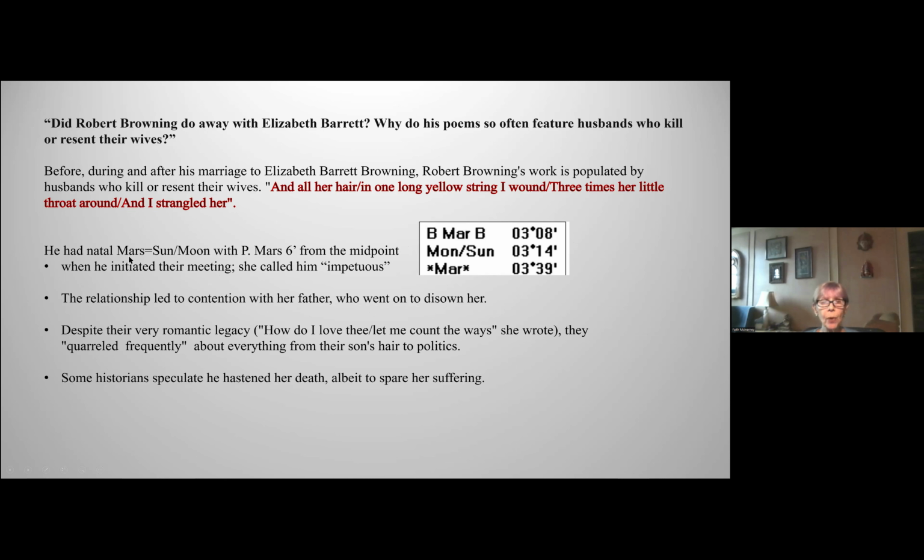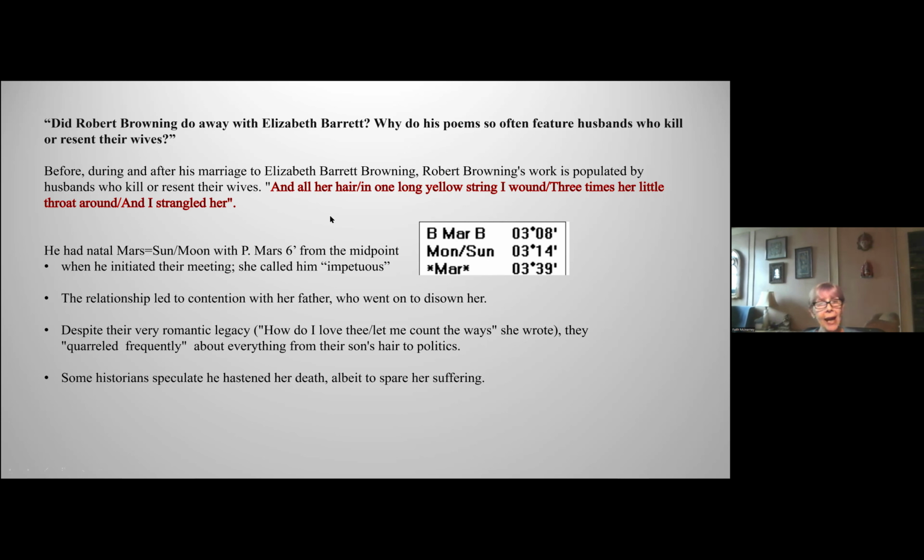He had the natal Mars equals Sun Moon, period. Some quotes about him: it was speculated that he actually might have killed Elizabeth Barrett Browning. And the question is, why do his poems so often feature husbands who kill or resent their wives?